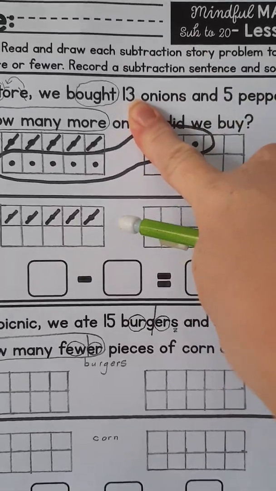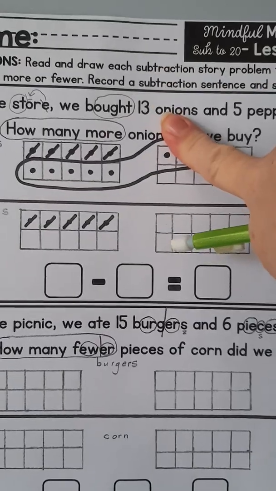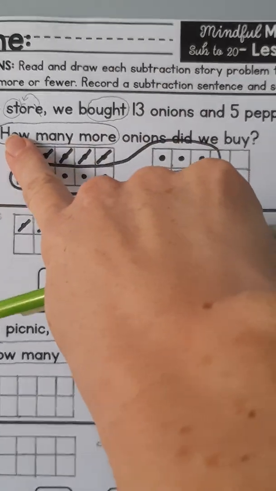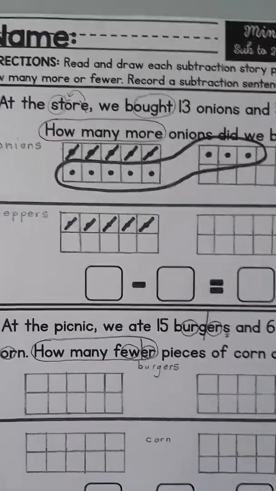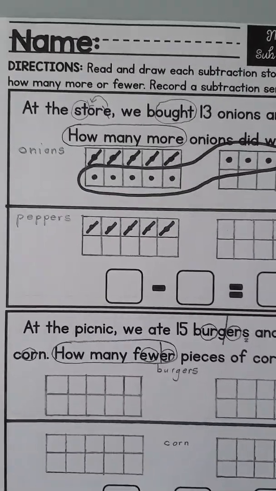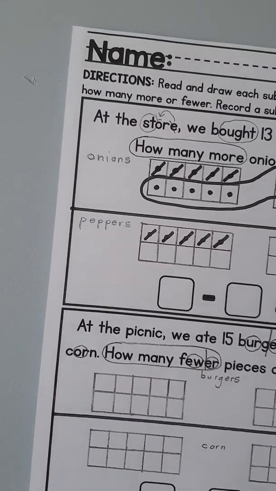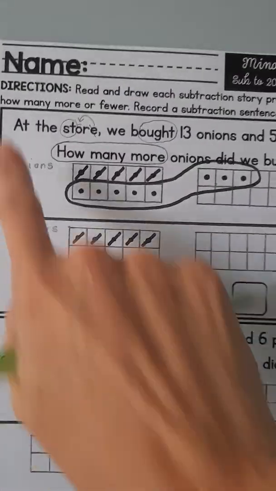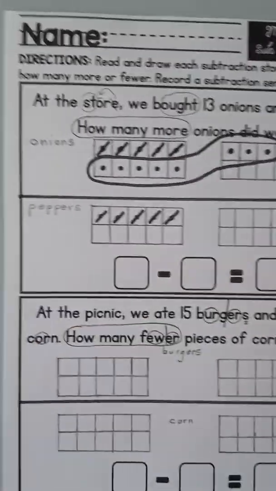So we bought 13 onions and 5 peppers. Obviously, we bought more onions. And the story is asking us, how many more onions did we buy? So for each of these stories, I set up 10 frames to help you stay organized. Okay? So I divided the box into 2. See the line that I put across?